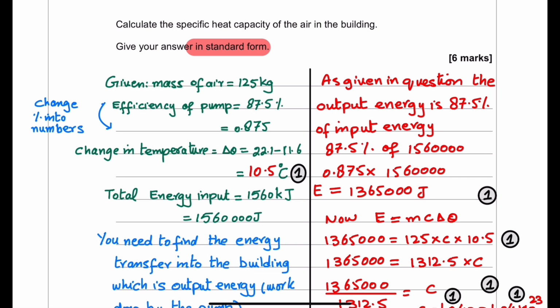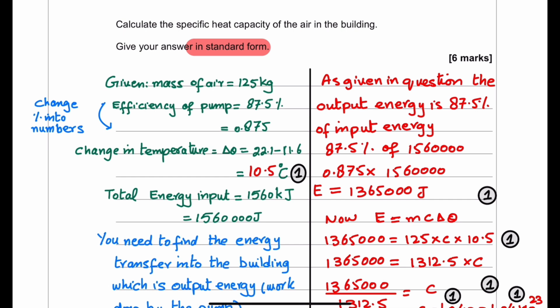From the given data, we have the mass of the air, that is 125 kilograms. The efficiency of the pump is 87.5% of the input value. We convert it from percentage into number form, that is 0.875. We need to find the change in temperature, delta theta. Initial temperature is 11.6 degrees and it changes to 22.1 degrees. So the change in temperature is 10.5 degrees Celsius. Student will get 1 mark for finding this temperature.